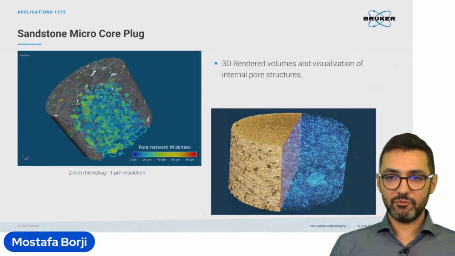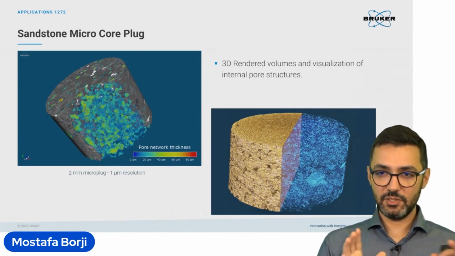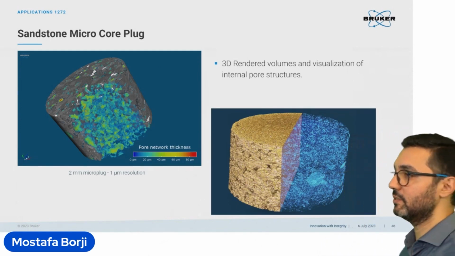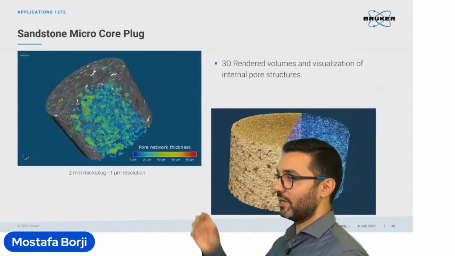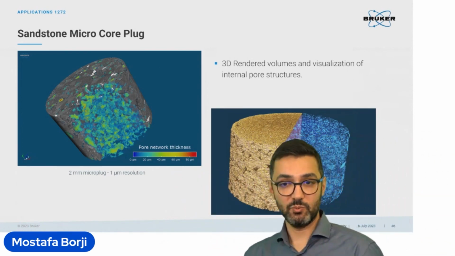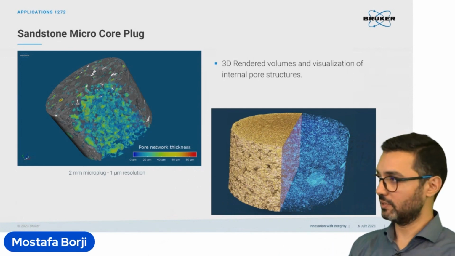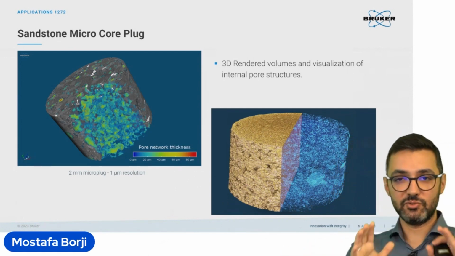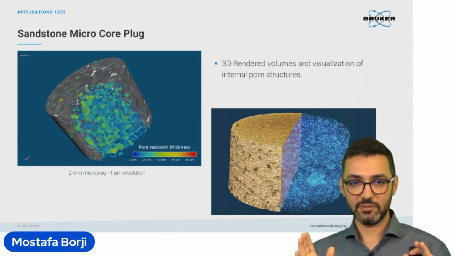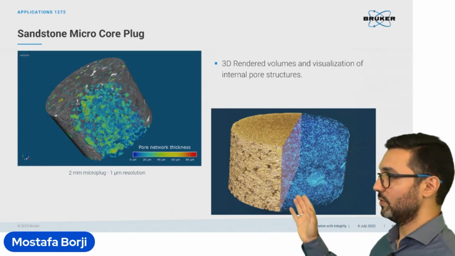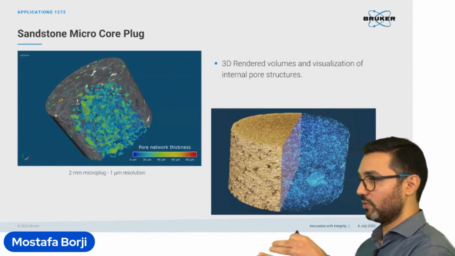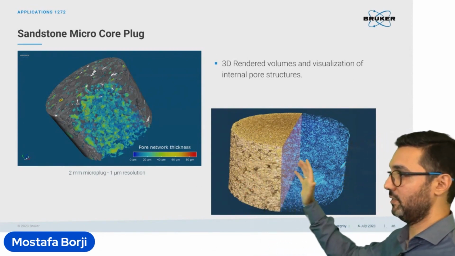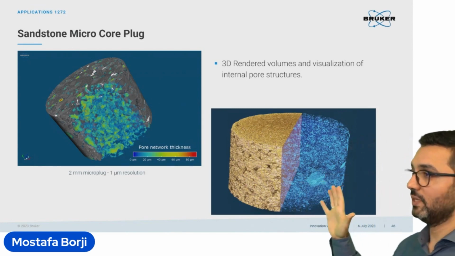For higher resolutions, here we have samples from 1272. This is a 2 millimeter microplug, and the resolution is about 1 micron, so the voxel size represents 1 micron of data. We have a 3D rendered volume of the samples here. These are 2 different volumes overlapped on each other. This part is the 3D rendering of the total sample, and here is the extracted pore network from it.